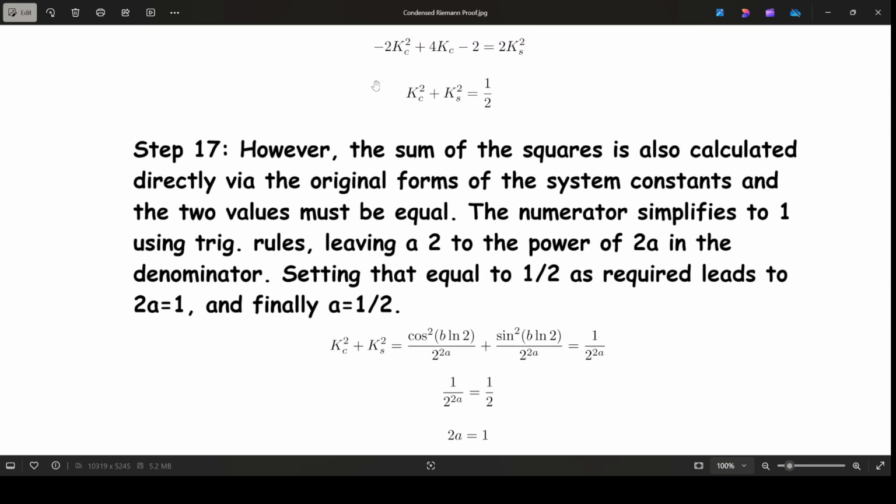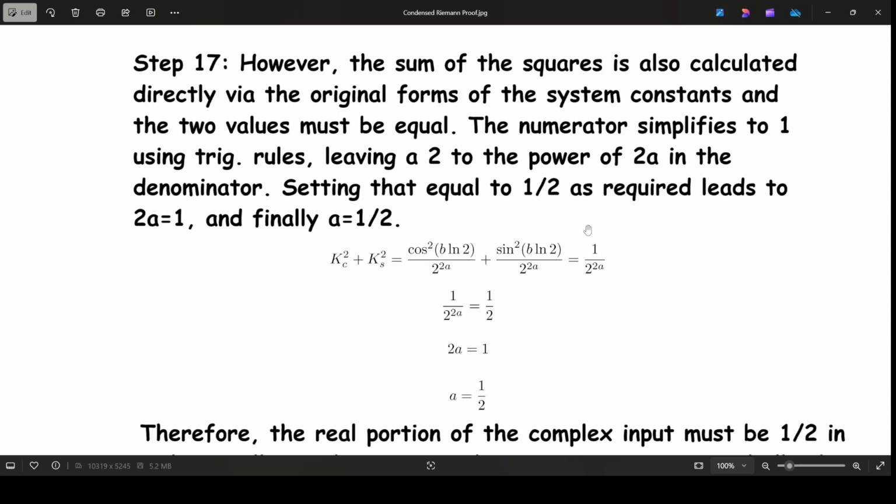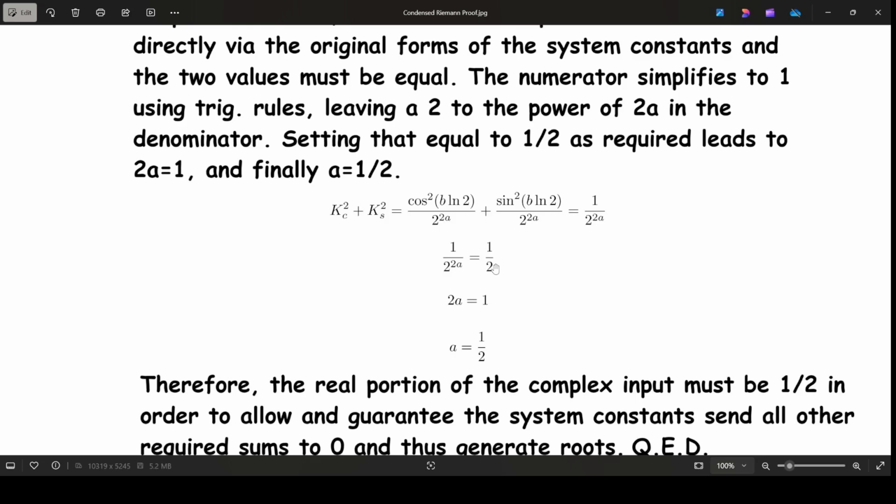We just said that for both of our systems to hold true and to have the logical system stay intact, where all the sums are 0, the sum of the squares has to be 1/2. So this 1 over 2 to the 2a has to be 1/2, which is what you see here. And of course, there's a little invisible 2 to the 1 power here just to make 2. So when you equate these two, you get 2a equals 1. And there it is. a equals 1/2. And a is the real portion of the complex input that we started with.